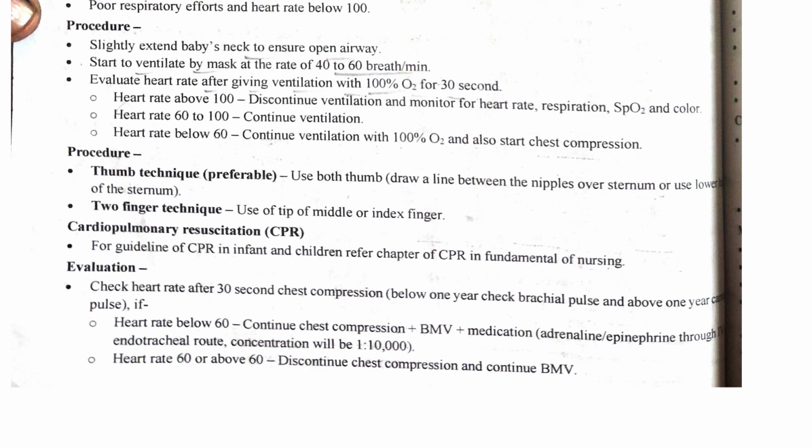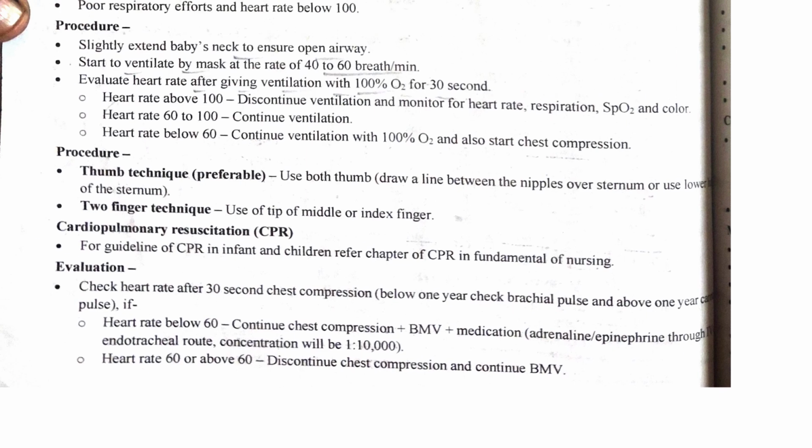Check the heart rate after evaluation. Check the heart rate after 30 seconds of chest compression, by brachial pulse below 1 year and carotid pulse above 1 year. If heart rate is below 60, continue chest compression plus BMV plus medication: adrenaline, epinephrine, through the endotracheal route. Concentration will be 1 in 10,000. Heart rate 60 or above, discontinue chest compression and continue BMV.